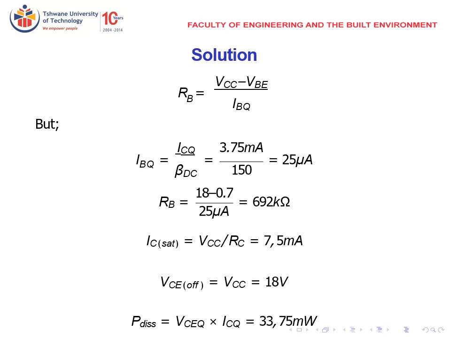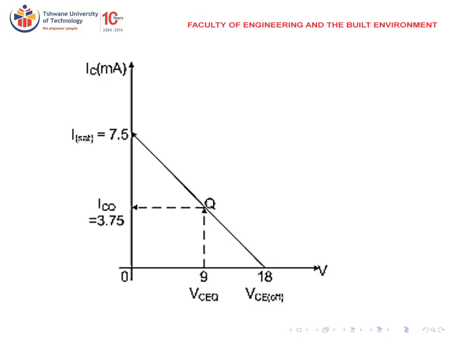Then IC at saturation is equal to VCC divided by RC. That gives us 7.5 milliamperes. And then VCE at cutoff will be equal to VCC, 18 volts. Power dissipated would be equal to VCEQ times ICQ, 33.75 milliwatts. Then you draw your Q point, IC at saturation, VCE at cutoff, and the value of VCE and IC at the Q point.